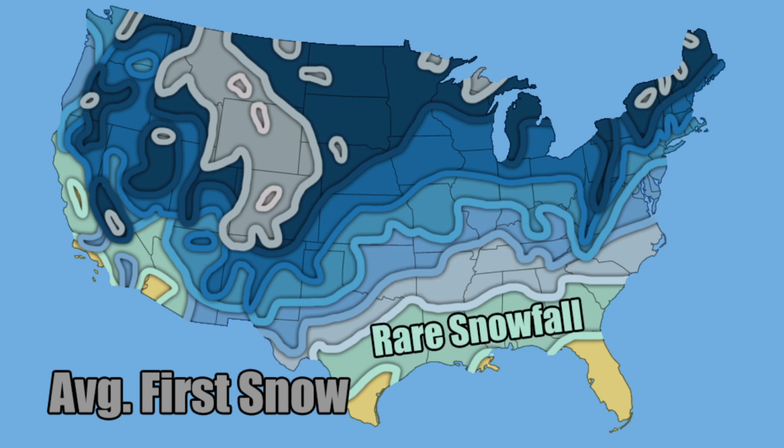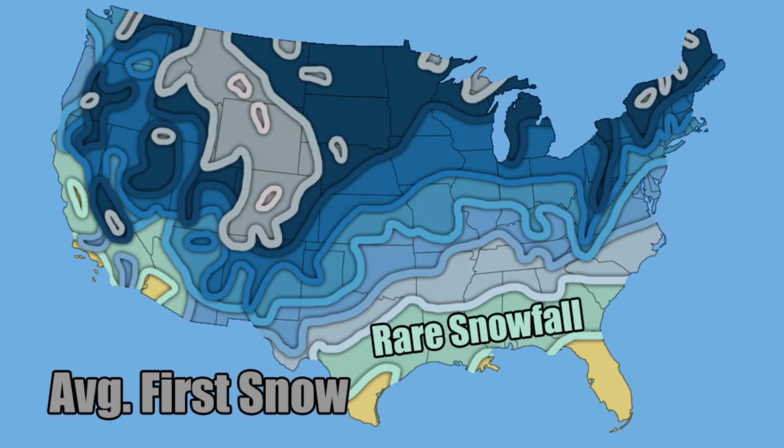And then here in this lightest green region, this is where you're seeing very rare snowfall. So not every year are you actually seeing snowfall throughout these regions, but maybe it's once every 2 years, 3 years, 4 years, 5, 6 years. So it really depends on your individual location.